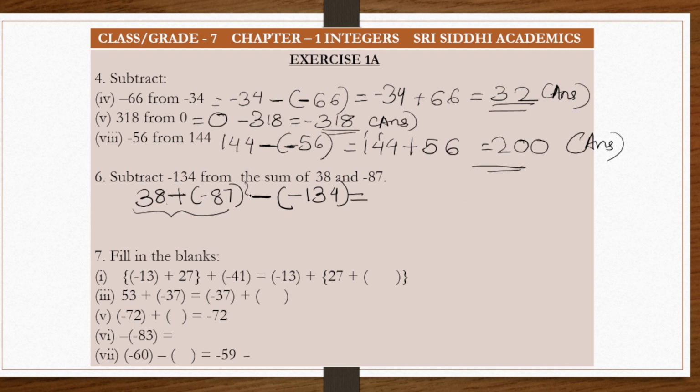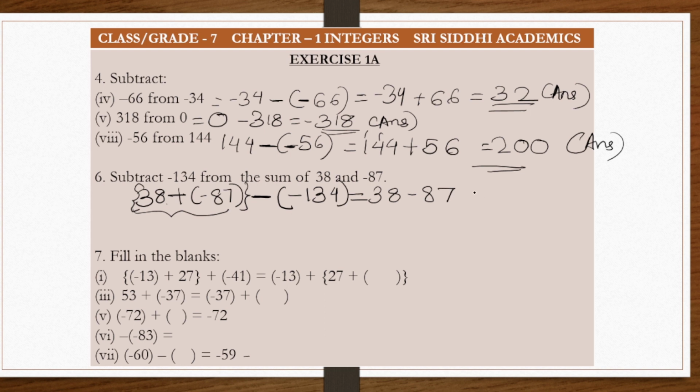We can put this inside curly braces because this is the first operation that we need to do. So we'll give it more priority. We'll keep it inside curly braces. So 38 will write as it is, and plus minus, we'll remove this parenthesis here. So plus outside, minus inside means it will be minus 87 finally.